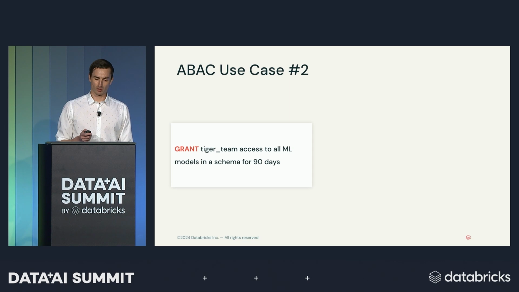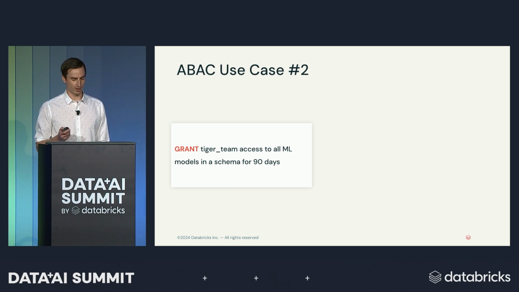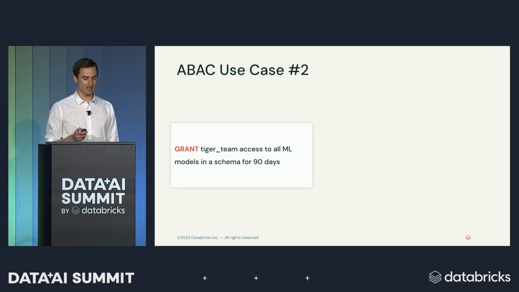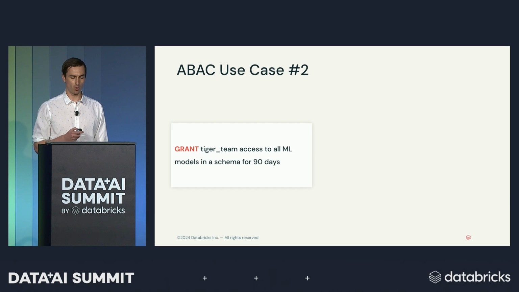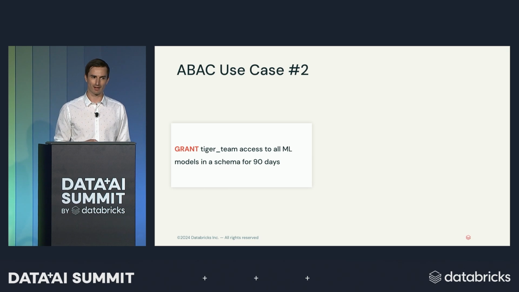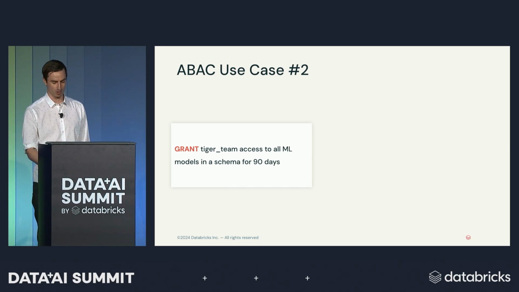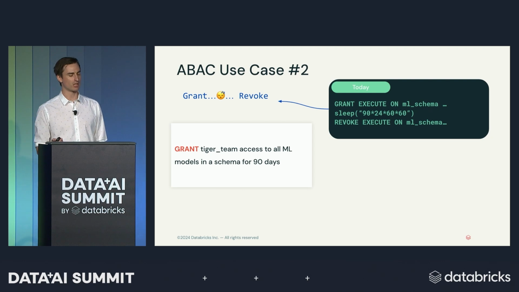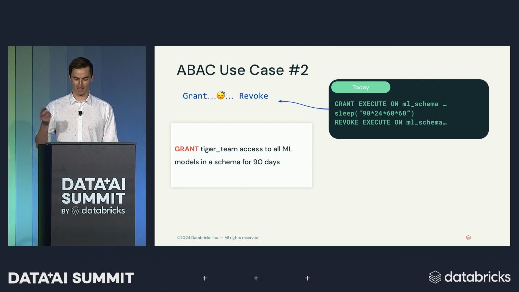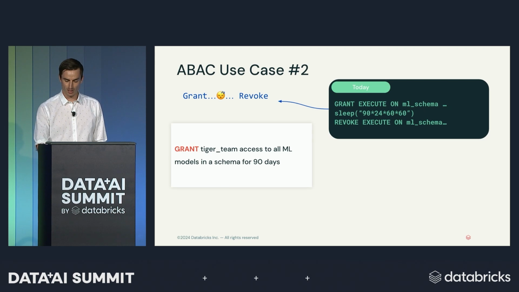ABAC use case number 2, a little bit different. This time, I want to grant temporary access to all of the models in a particular schema to a group called the Tiger team just for 90 days. Right? I'm going to assemble this Tiger team, they're going to use these models, and then they should not have any more access. So what would you do today? Well, you would grant, you would sleep, and then you would revoke if you remember to do that.